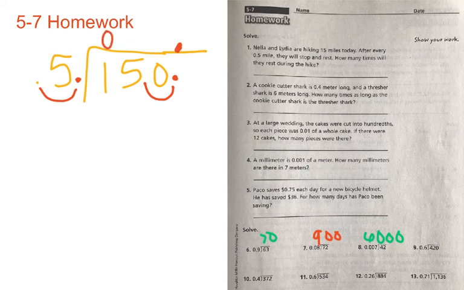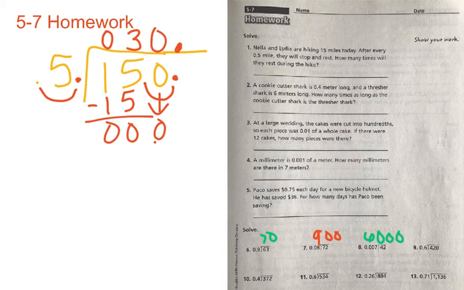5 cannot go into 1. 5 can go into 15 3 times, because 5 times 3 is equal to 15. 15 minus 15 is 0. Go ahead and bring down my 0. 5 can go into 0, 0 times. So my answer here is going to be 30 times. They're going to rest 30 times.